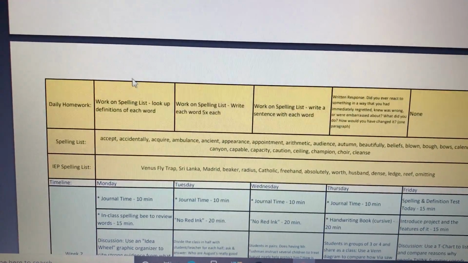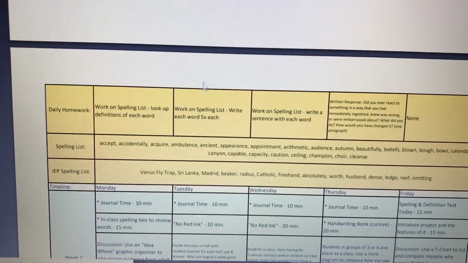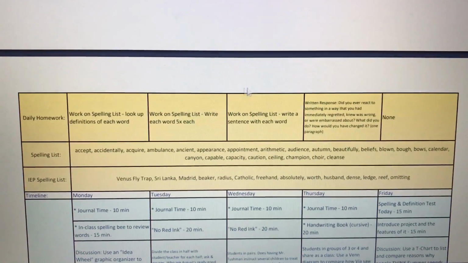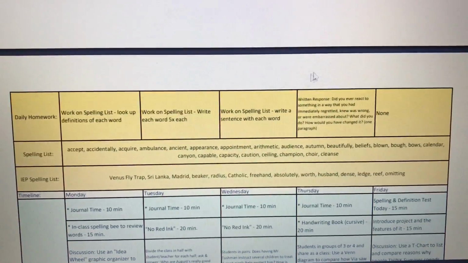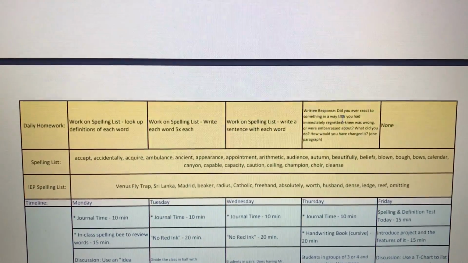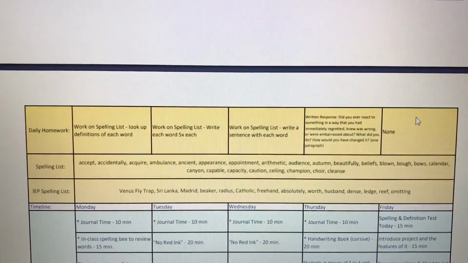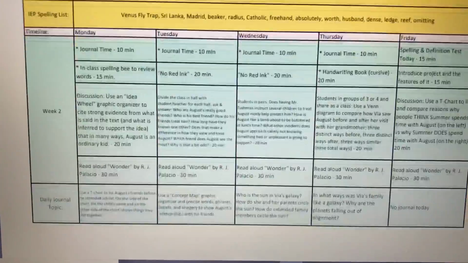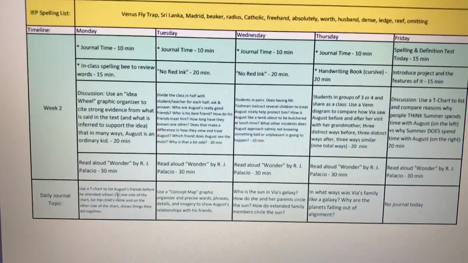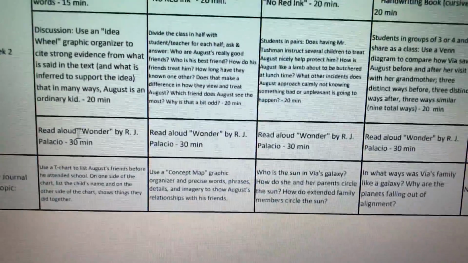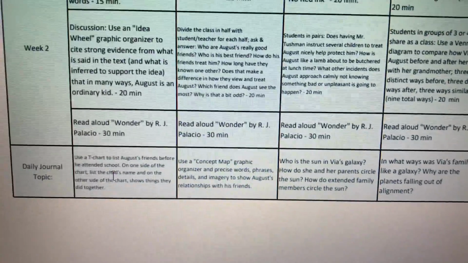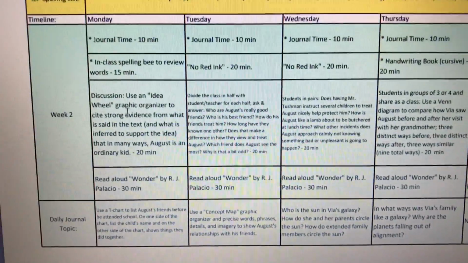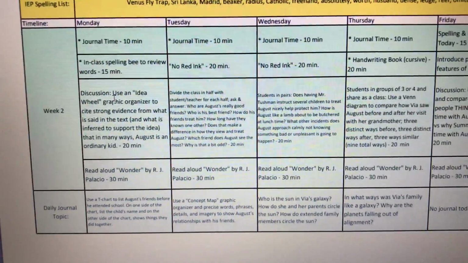And you do that for Monday or day A, Tuesday or day B, Wednesday or day C, Thursday or day D, and Friday, day E. Once you get to this green color, well, you're now in week 2. You're still reading the book Wonder. You see that down here. Here's your daily journal topic, your discussion of what you're doing, and so on.